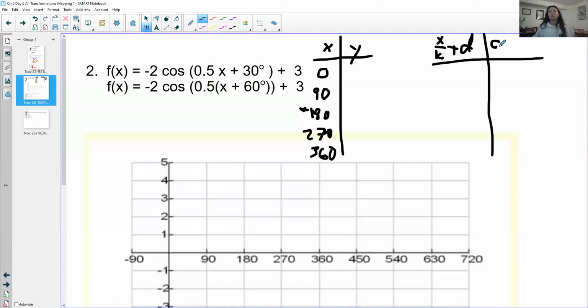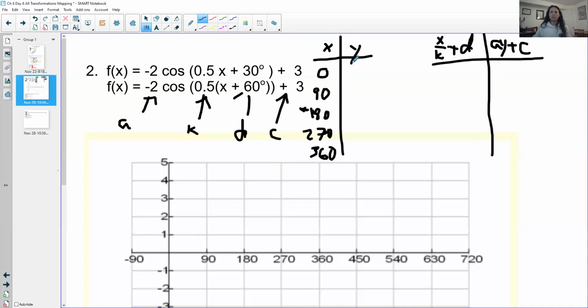And then our Y values are going to be AY plus C. Okay, so let's identify. This A value is -2. This 0.5 is K. Now remember, even though it says plus 60, this is a minus 60. So the minus 60 is going to be our D value, and the 3 over here is going to be our C value. So we're going to take each one of these, replace the K and the D and the A and the Y, and come up with our new values.